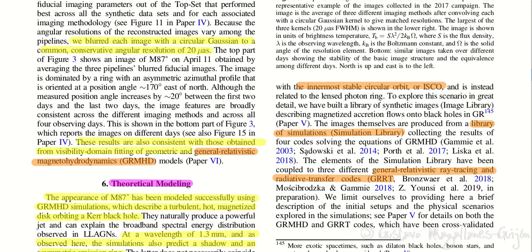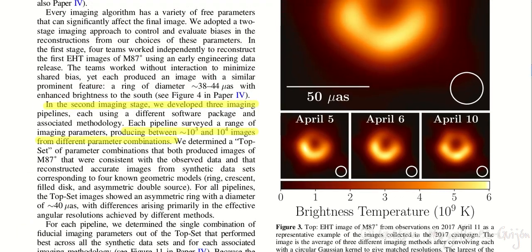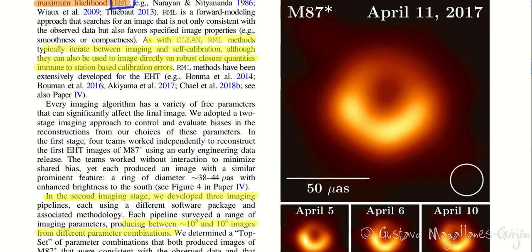The image was blurred. The image has a filter with a circular Gaussian with a conservative angular resolution of 20 microarcseconds. This blurring is this effect, like not knitted.